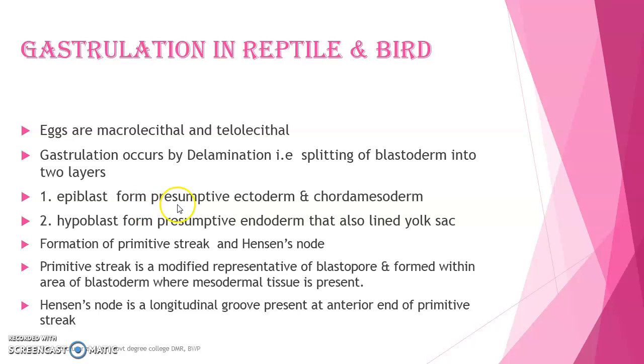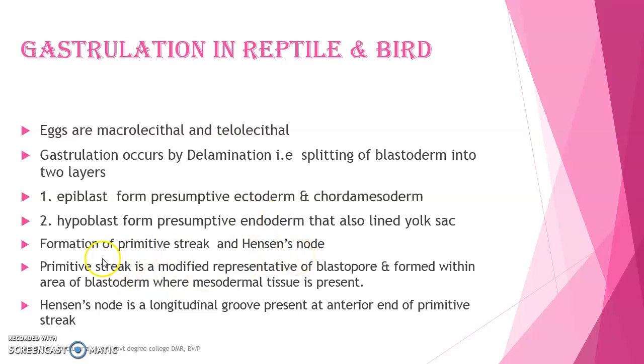Epiblast forms the presumptive, that means future, ectoderm and chordamesoderm, that is the notochord and mesoderm, while the hypoblast forms the endoderm that later on develops into the digestive tract, and also it surrounds the yolk sac. The primitive streak is formed here and a Hensen's node is formed.